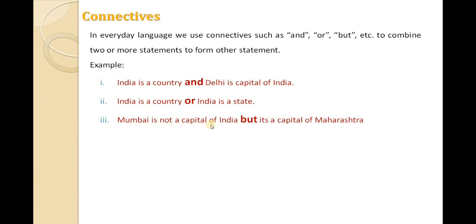Next, we have Mumbai is not the capital of India, but it's the capital of Maharashtra. Again, we have combined the two statements with a connective, but. Means we have three connectives: and, or, and but. Now, India is a country and Delhi is the capital of India. If both are true, then your final conclusion will be true. India is a country or India is a state, if any one statement is true, then the final conclusion is true.